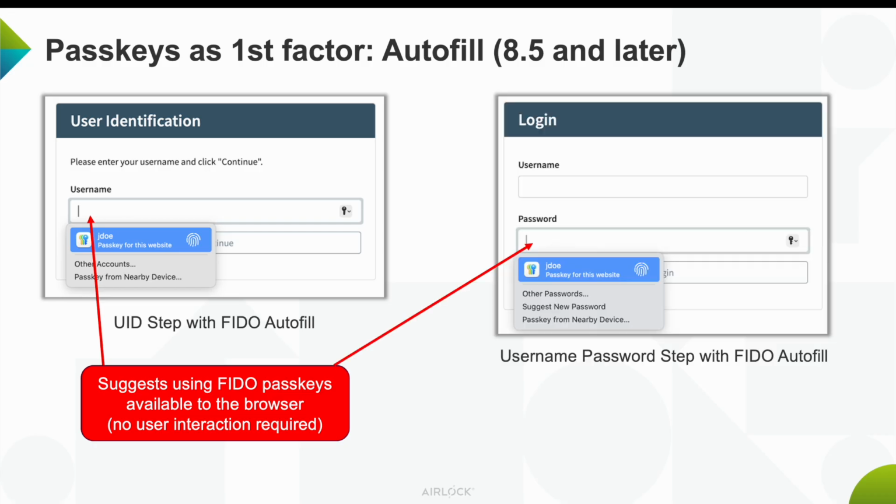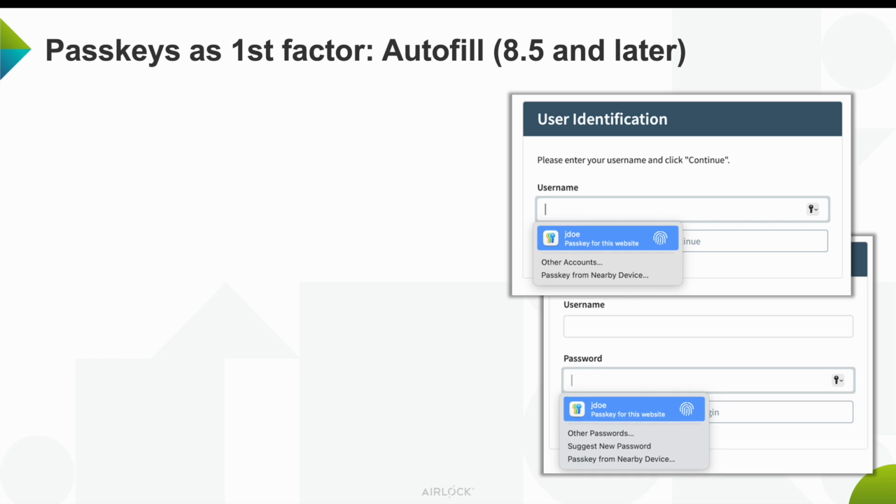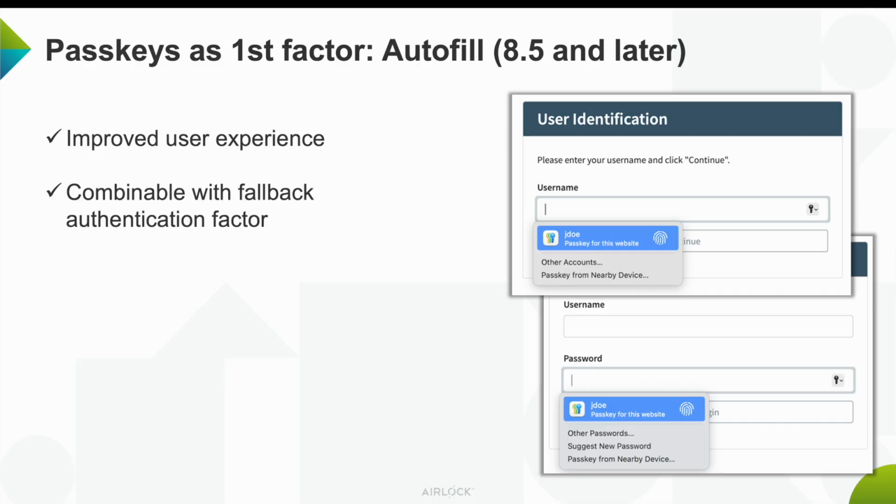This also works for the username password login screen. It's exactly the same, just here you see the alternative using username and password could be used. So let's look at the benefits of this. It clearly improves user experience, and it's better to combine this with fallback authentication factors, for example, typing a username and then using something else like email OTP.